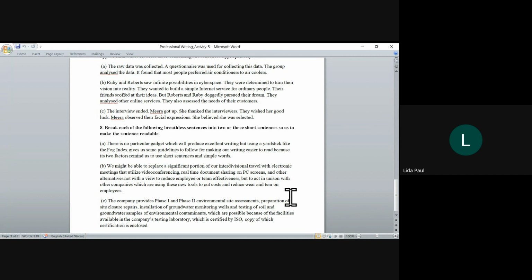We might be able to replace a significant portion of our interdivisional travel with electronic meetings that utilize video conferencing, real-time document sharing on PC screens, and other alternatives, not with a view to reduce employee or team effectiveness, but to act in unison with other companies which are using these new tools to cut costs and reduce wear and tear on employees.